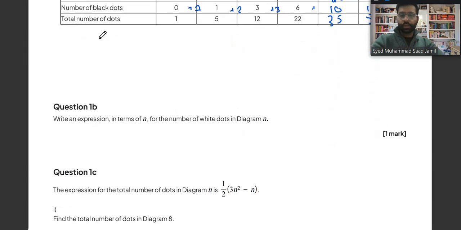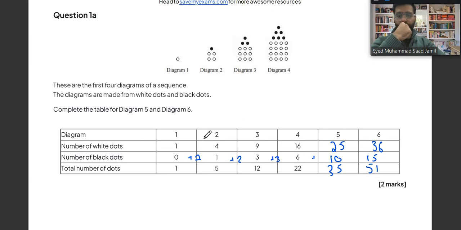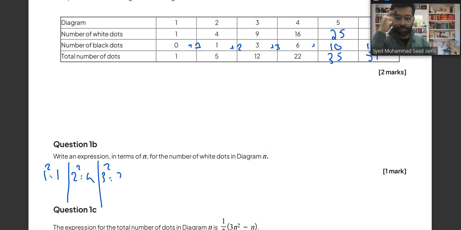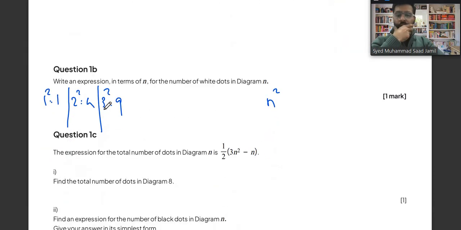Moving on to the next question, it says write an expression in terms of n for the number of white dots in the diagram. If you look at the white dots, what did I tell you? It's the square of each number. For example, 1 square is 1, 2 square is 4, 3 square is 9. So the answer is n square. Now it says the expression for the total number of dots. So the total number of dots we have, the expression is this.